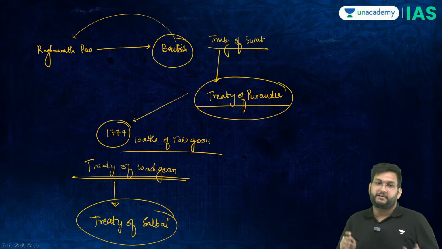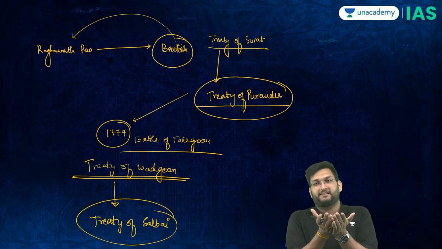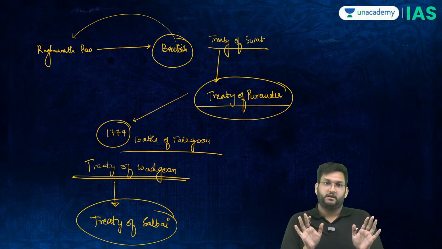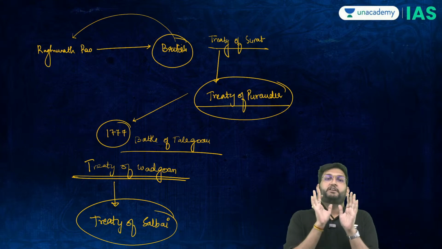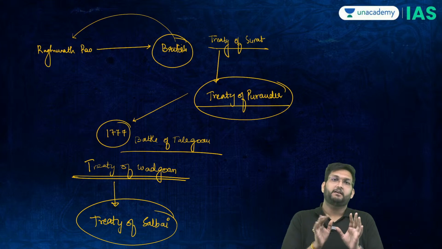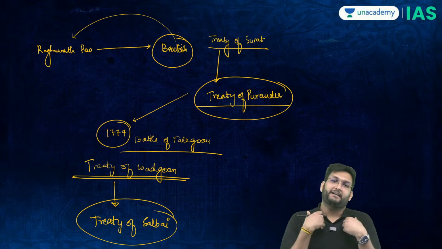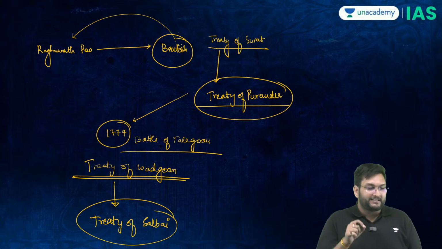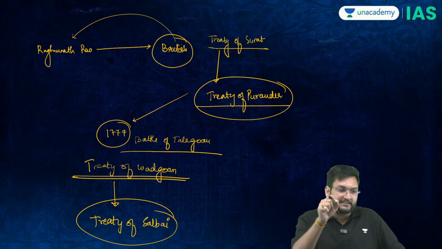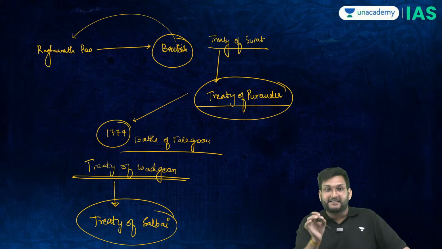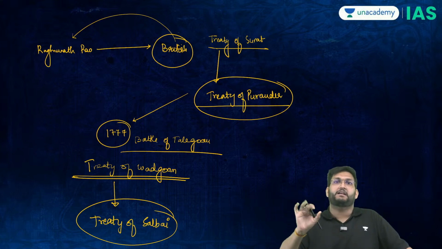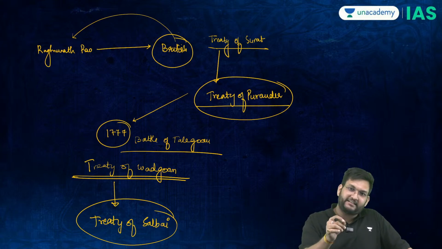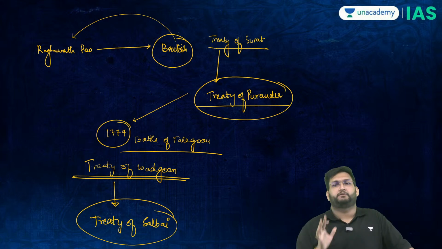In the Treaty of Salbai, the British say, please give us all the territory back. Please, we will not share that 50% revenue. Rather, let's do one thing. A treaty of mutual non-aggression. Meaning, if you are attacked, we will help you. If we are attacked, you help us. The British very quickly realized that the Marathas were too powerful in the 1775 and 80s period. That is why the British will not touch the Marathas for the next 20 years. They knew that in the 1770s, 80s and 90s, the Marathas were too powerful.